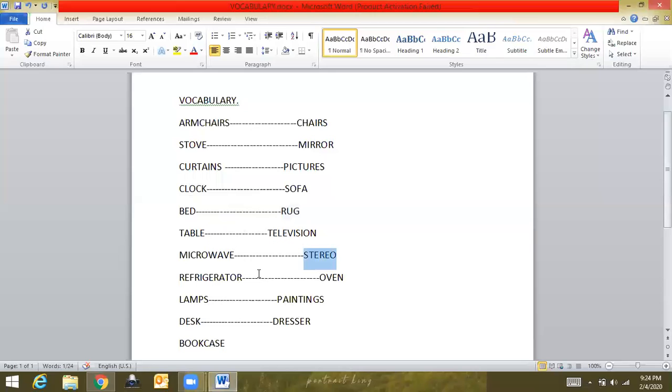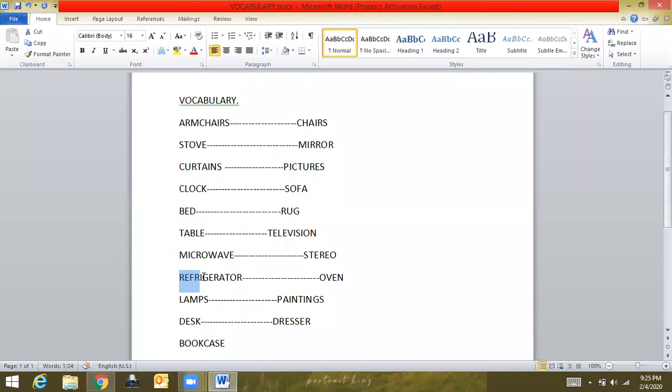Stereo. Okay. ¿Alguien que me ayude a pronunciar esta? Refrigerator. Okay. ¿Alguien más? Solo como cuatro me dijeron. Refrigerator. Okay. En español decimos, ¿cómo decimos eso?